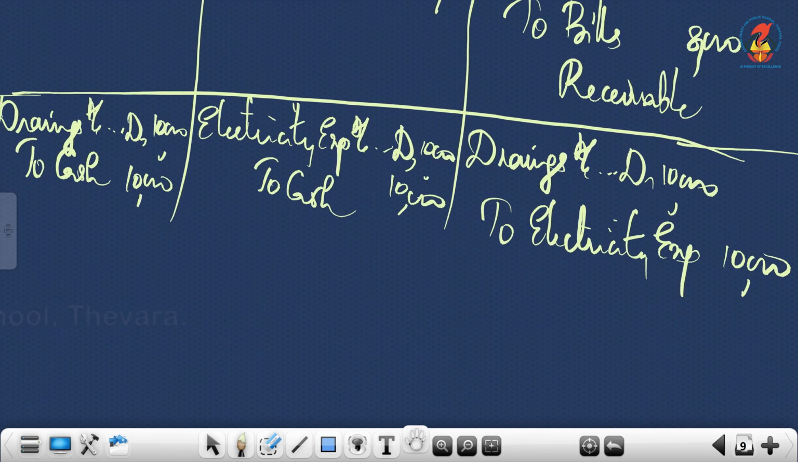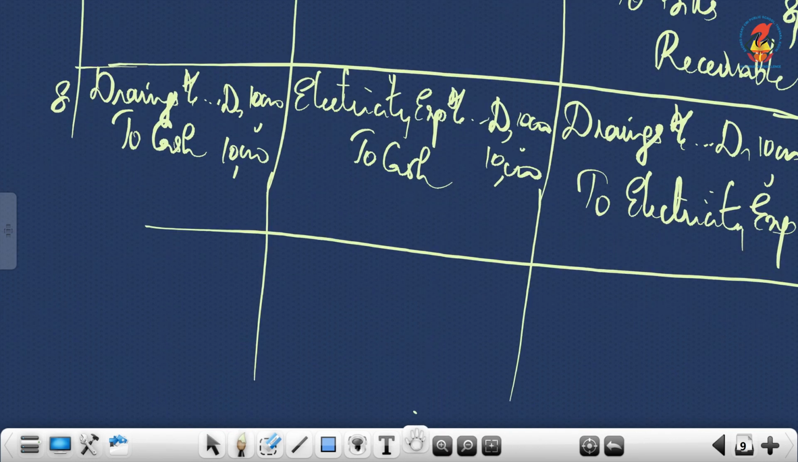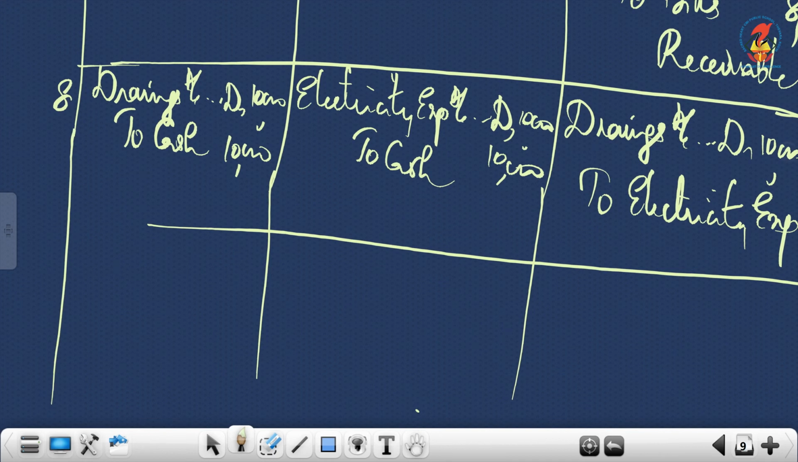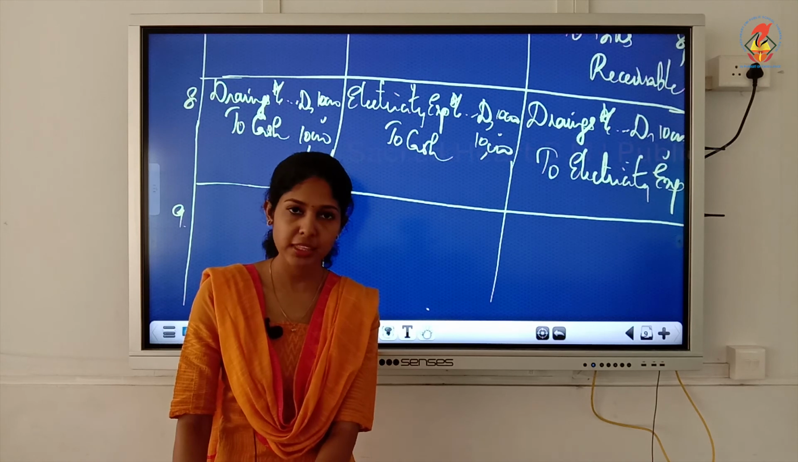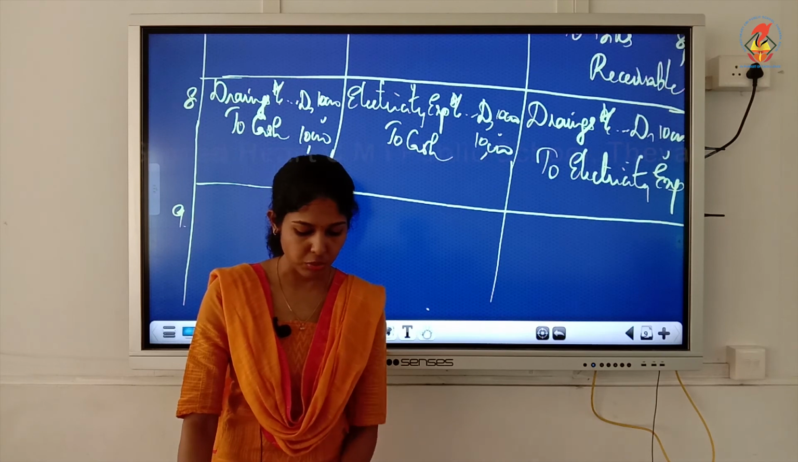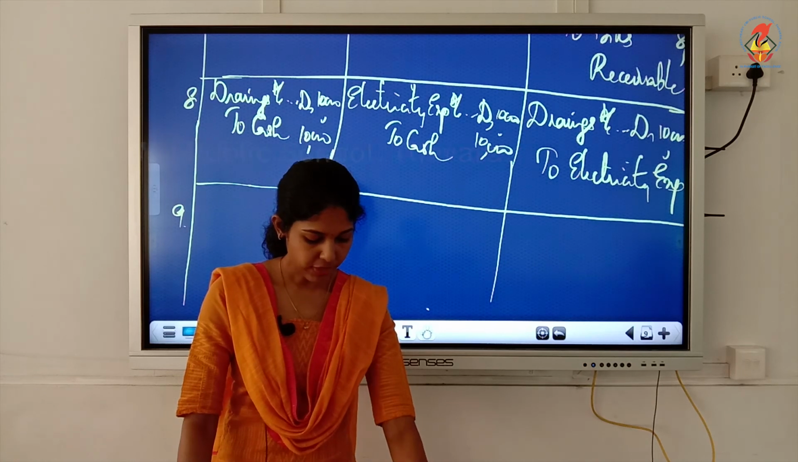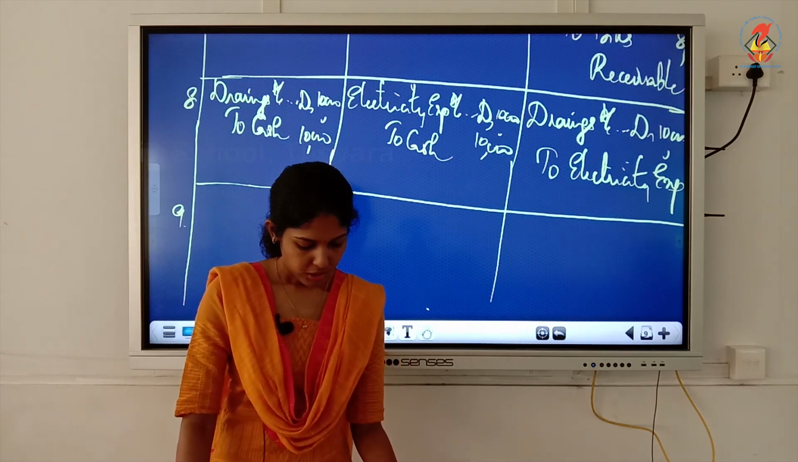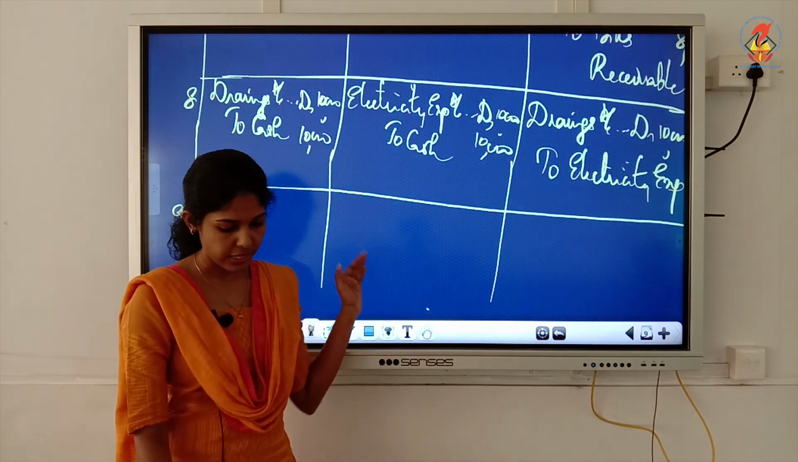Then the next one, ninth transaction: amount of 7,500 withdrawn from bank by the proprietor for his personal use. It's again drawings, debited to purchases account. That you can do. It is similar to the previous question. I am not doing it. I am moving on to the 10th transaction. So the 9th one you must do, the 10th one I am doing now.